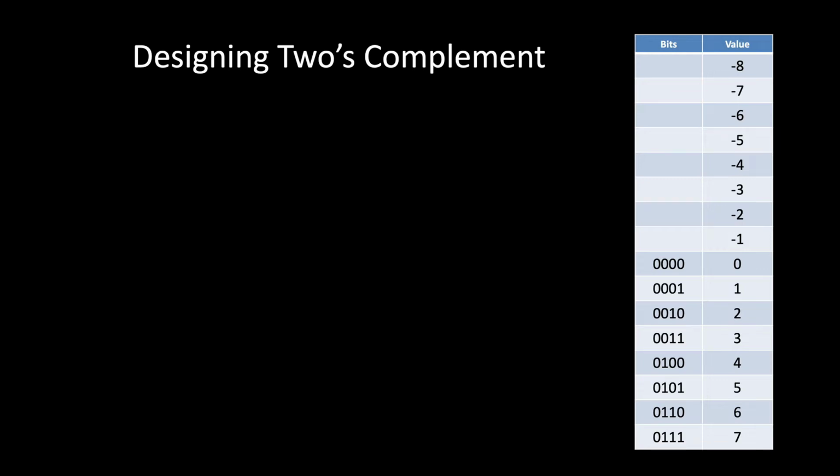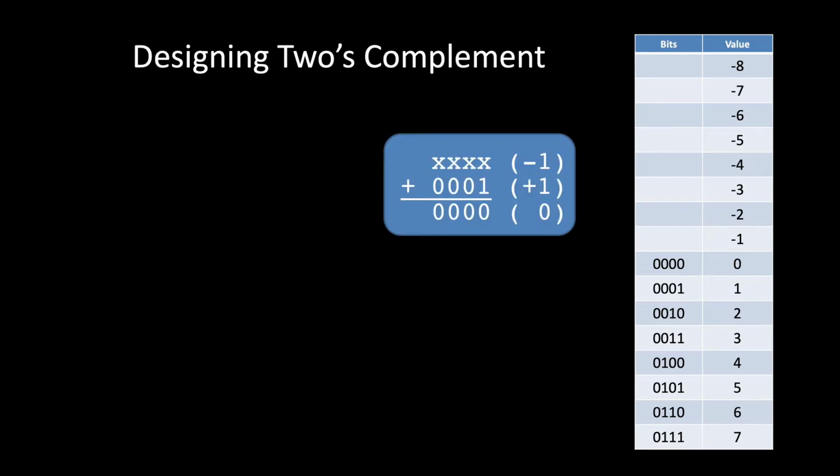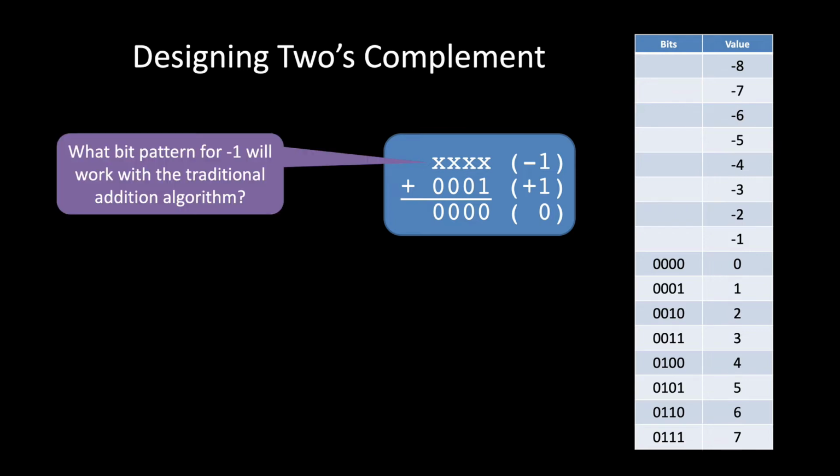All right, so let's start with negative 1 plus negative 1 equals 0. Given that we're using the traditional binary encoding for 0 and 1, what bit pattern do we need to assign to negative 1 to make the algorithm work? In other words, what sequence of 1s and 0s can we put in place of the x's in order for the addition problem to work out? Pause the video and try to figure it out.